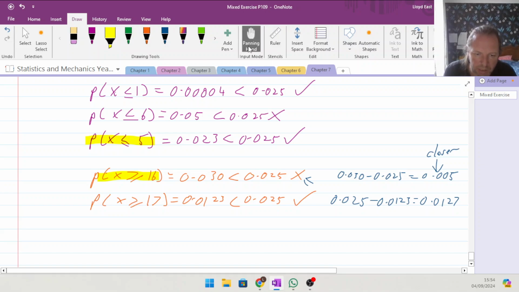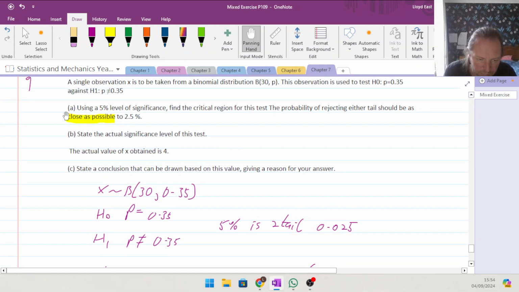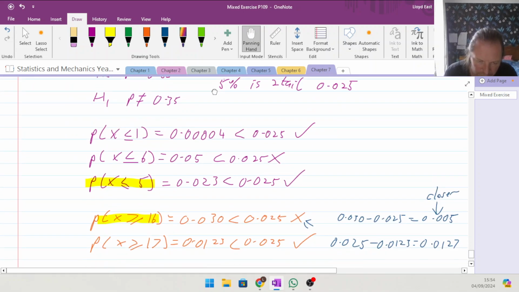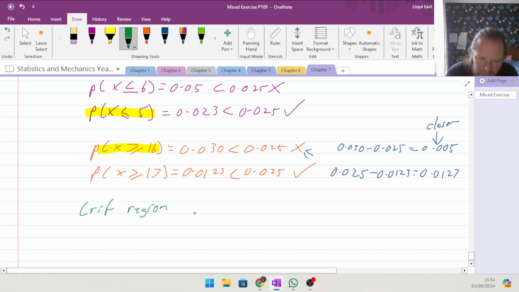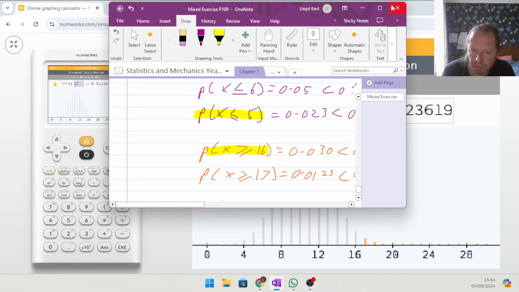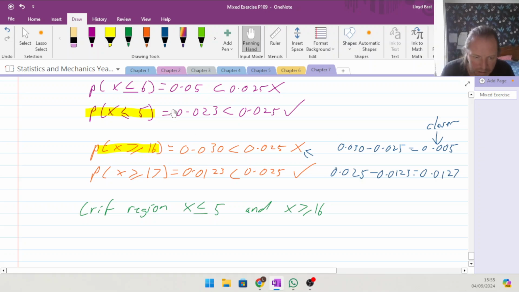Just check the wording of the question for how they want the answer. Use a 5% level, find the critical region. So the critical region is when x is less than or equal to 5 and when x is greater than or equal to 16.